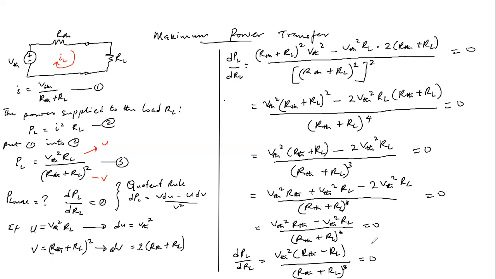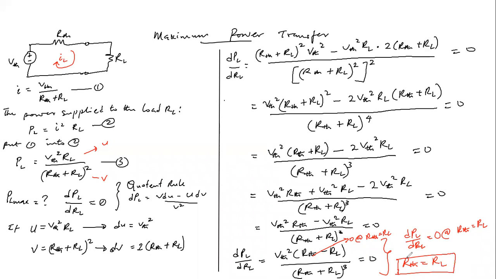Perfect. So the implication here is that you observe for this expression to reduce to zero, then R Thevenin must be the same as RL, so that the numerator reduces to zero at R Thevenin equal to RL. So once we substitute that, RL minus RL will give us zero, so this will reduce to zero. So in other words, the derivative with respect to RL is equal to zero at R Thevenin equal to RL. Hence, the maximum power will be transferred to the load when the load resistance and the Thevenin resistance are the same. Okay?